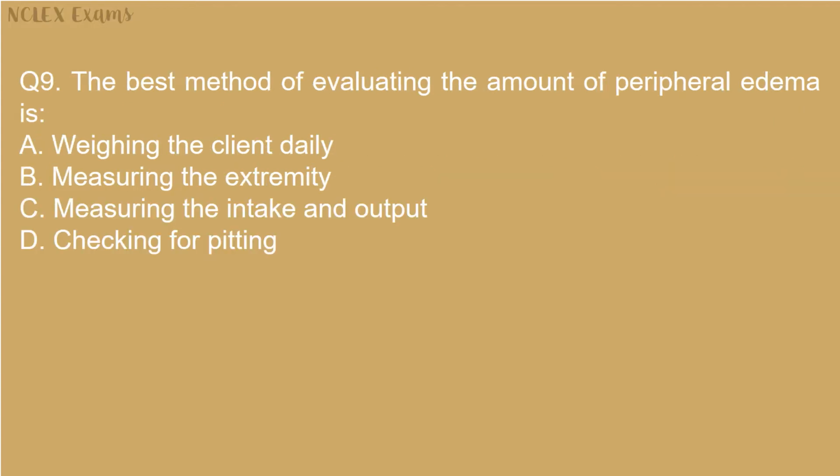Question 9. The best method of evaluating the amount of peripheral edema is A. Weighing the client daily. B. Measuring the extremity. C. Measuring the intake and output. D. Checking for pitting.